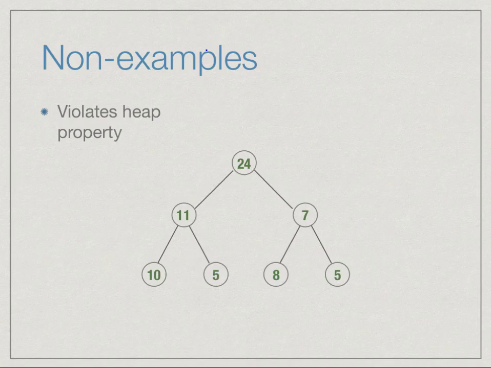This particular tree satisfies the structural property of a heap in the sense that it is filled from top to bottom, but we have here a violation of the heap property because 7 has a child which has a larger value than it, namely 8.